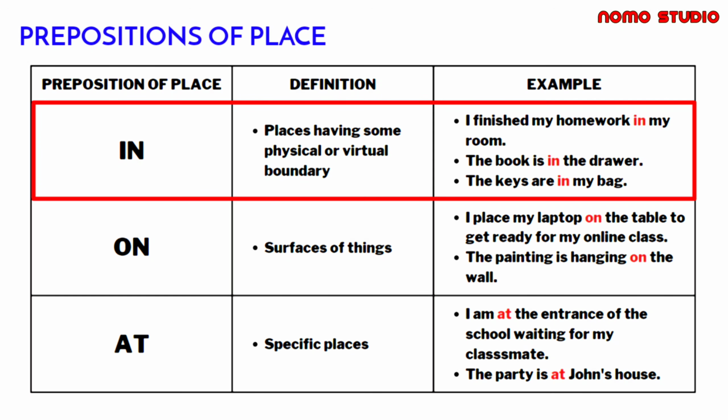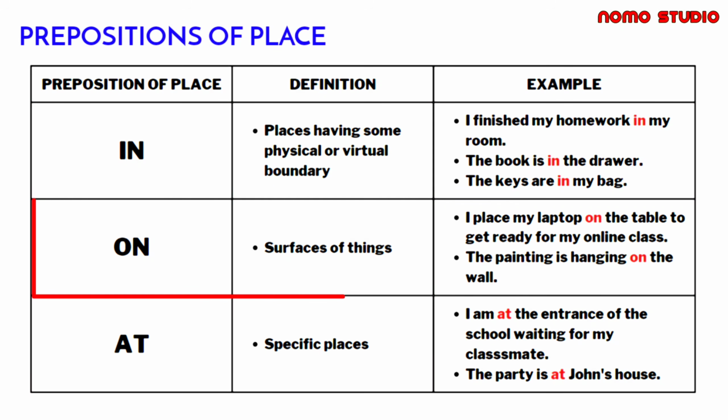So ginagamit sa sentence na ito yung preposition na in kasi it indicates that the book is located inside the drawer. Next example, the keys are in my bag. So it indicates that the keys can be found inside the bag. Kaya ginamit yung prepositions na in. So next, the preposition on. So kapag ginamit yung on, that means we are referring to a surfaces of things.